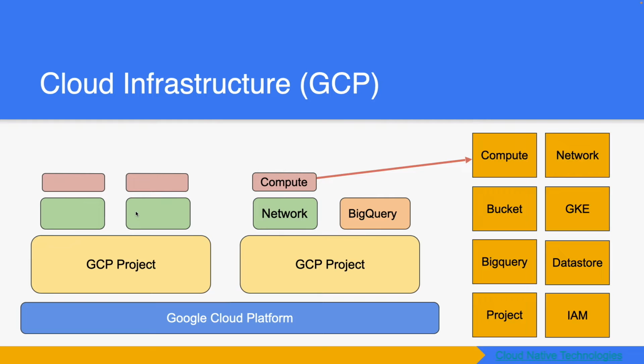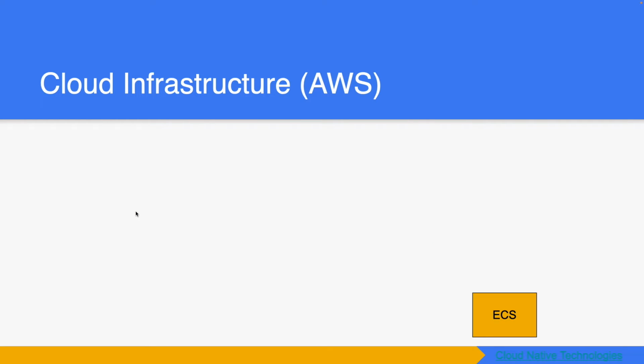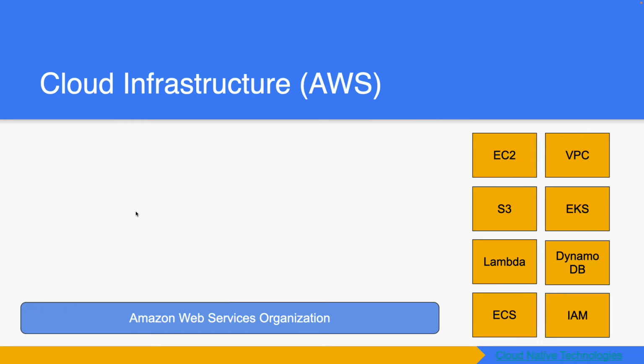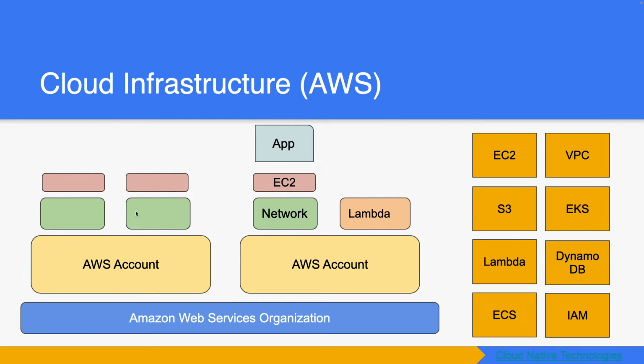Or if you are deploying an app which requires a combination of resources, for example, a compute engine, a GCS bucket, and an IAM role, which is what we did in the previous example, we can call different modules within one application to create a bigger picture. Similarly, on another cloud, for example AWS, you can do similar things. You can have modules for ECS, IAM, Lambda, DynamoDB, S3, EC2, etc. And you can have multiple AWS accounts, multiple networks, Lambdas, and apps installed using Terraform.